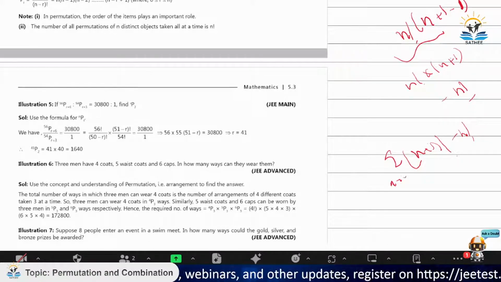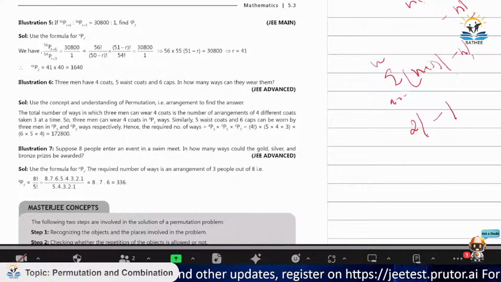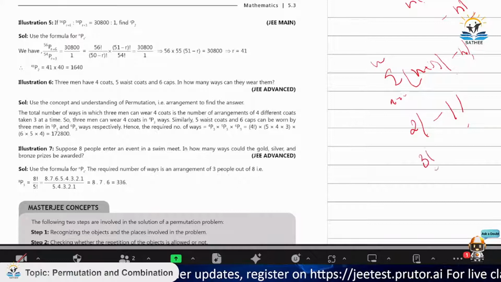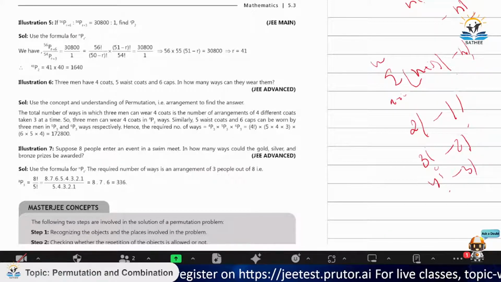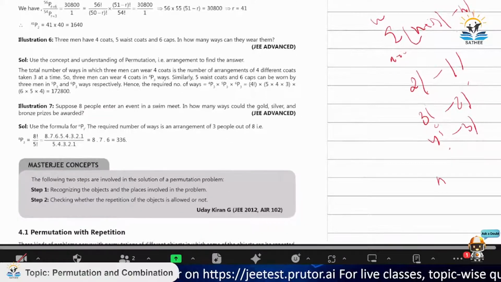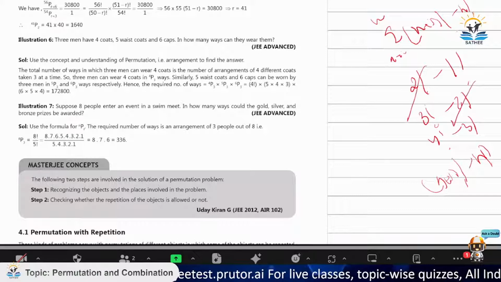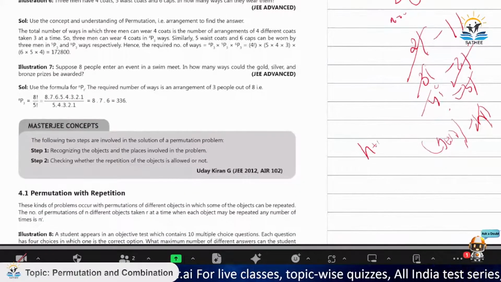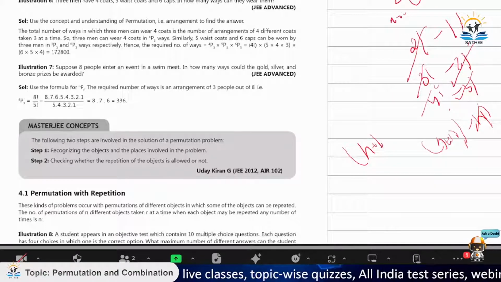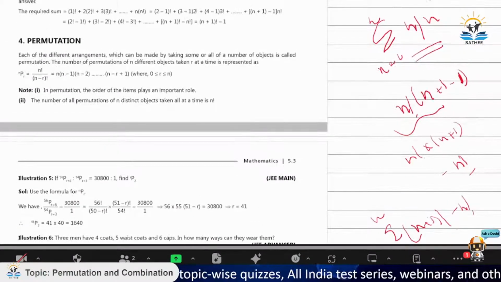So n is equals to 1 to n. So let's see. For 1 we have 2 factorial minus 1 factorial. Now we have 3 factorial minus 2 factorial. We have 4 factorial minus 3 factorial. And it goes for n, right? N plus 1 factorial minus n factorial. So by the law of cancellation, we are left with n plus 1 factorial minus 1, right? This is the answer. Let us check. Yeah, this is the answer.